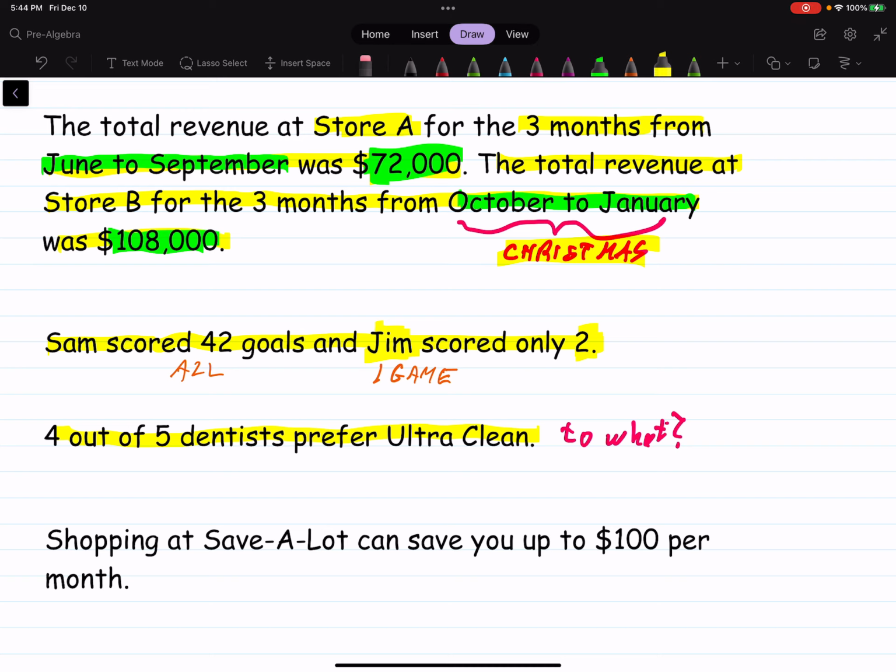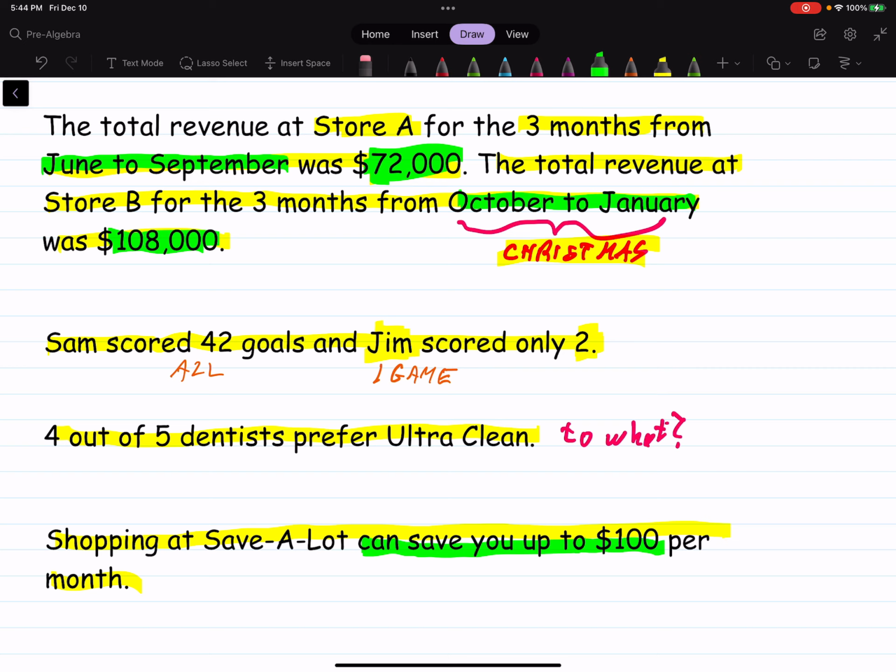And finally, we've got: shop at Save-A-Lot, can save you up to $100 per month. And the key words to look at here: how is this misleading? Well, it can save you up to $100. It doesn't guarantee that you're going to save $100, but it makes it sound like you're going to save $100.